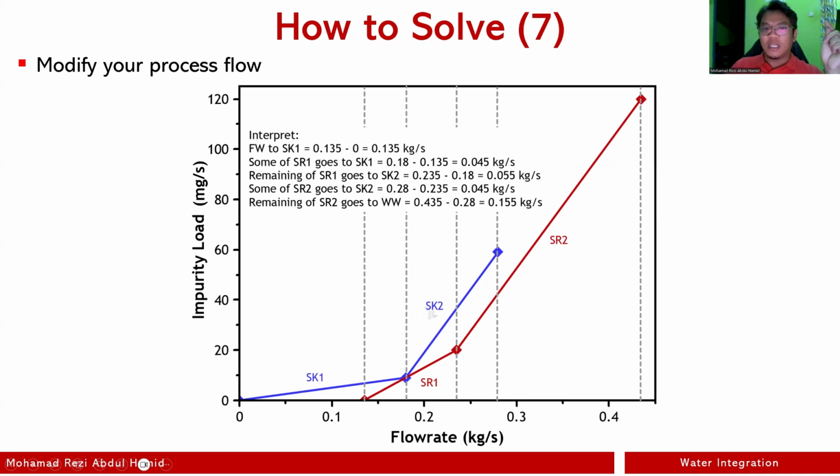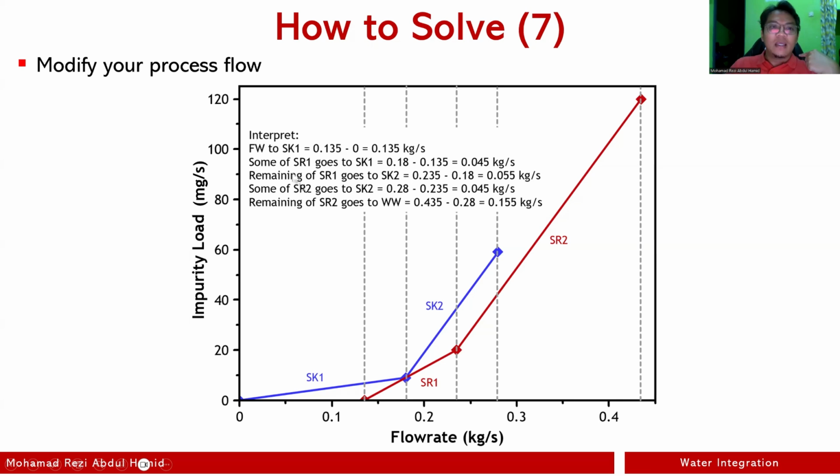Now, how about anything in between? I'll solve this one first. For this one, I have two plots here, right? Two segments. Number one here is this blue line. This is the red line. Now, this blue line is SK1. This red line is SR1, right? Now, how can I interpret this?